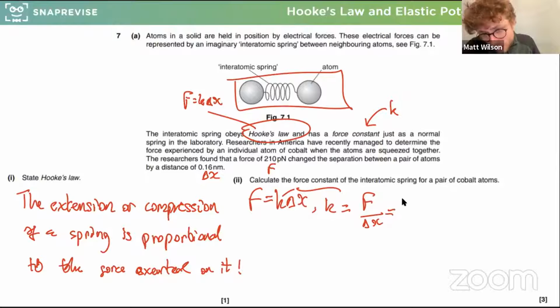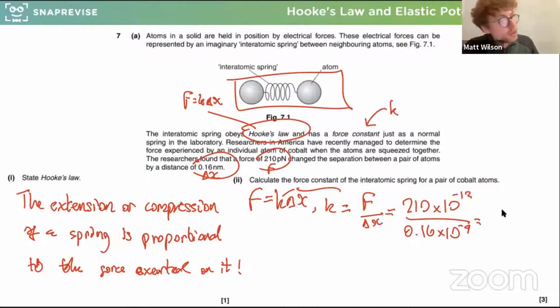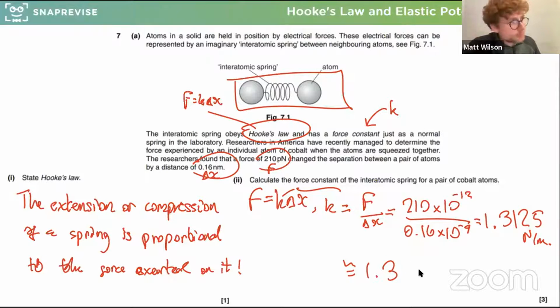What is the force here? It's 210 piconewtons. If you check your standard units, you'll recall that pico means times 10 to the minus 12. And we have the change in length, which is 0.16 nanometers. So 0.16 times 1 nano is times 10 to minus 9. If you chuck all that in a calculator, you'll get 1.312 newtons per meter. But they gave us everything to two significant figures. So we should give our answer to two significant figures as well, leaving us with 1.3 newtons per meter.